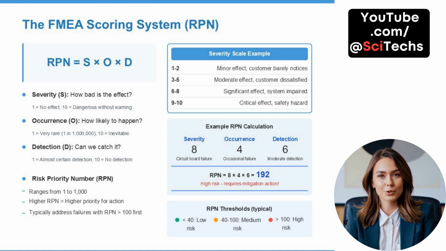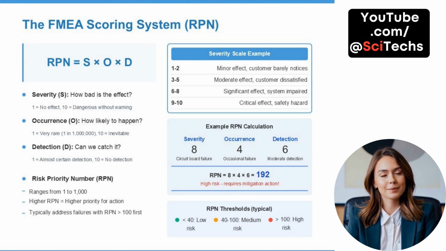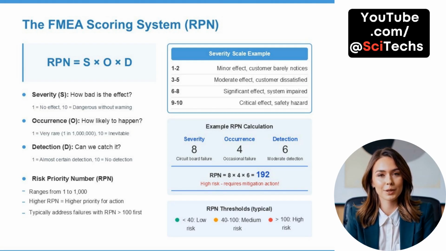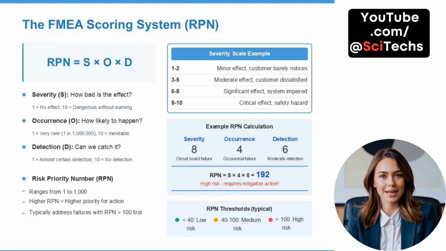The FMEA scoring system: RPN. At the core of FMEA is the Risk Priority Number, or RPN, which helps quantify and prioritize risks. The RPN is calculated as the product of three scores: severity (S), occurrence (O), and detection (D). Severity measures how serious the consequences are, from 1 meaning negligible to 10 indicating a dangerous, undetectable failure. Occurrence estimates how likely the failure is to happen, 1 for extremely rare and 10 for inevitable.